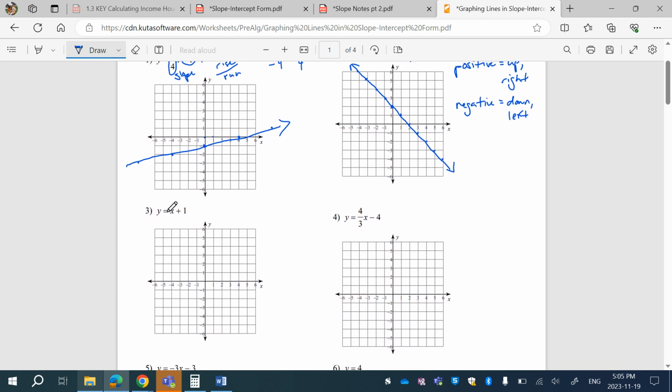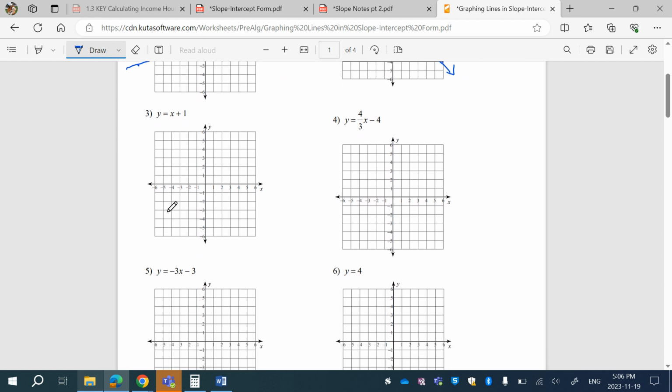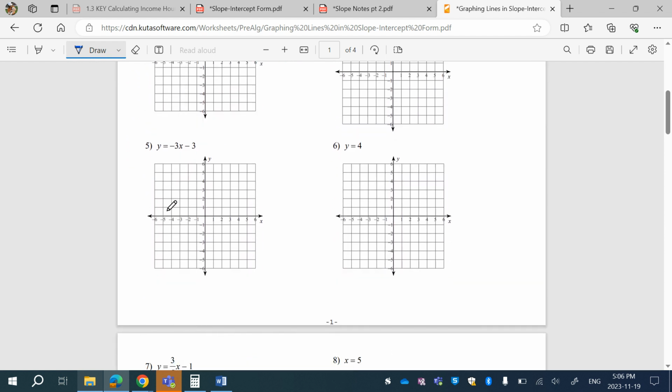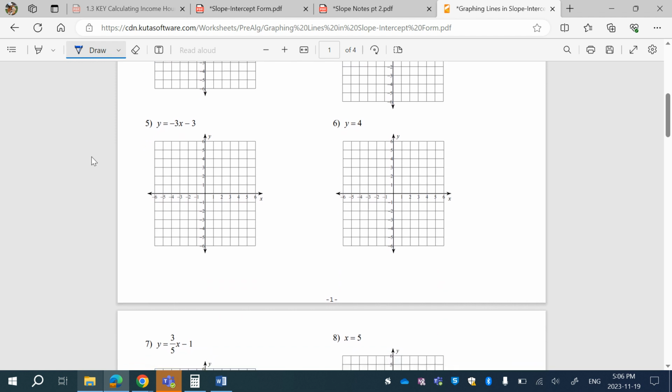Should I try any other ones, or the ones that you might need help with? Let me do number 5 for you. So let's look first at where we're going to cross our y-intercept. It's going to cross here at -3. Then we've got a -3 over 1. So we're going to go down 3. That's a -3. 1, 2, 3. And the 1 is positive, so we go to the right.